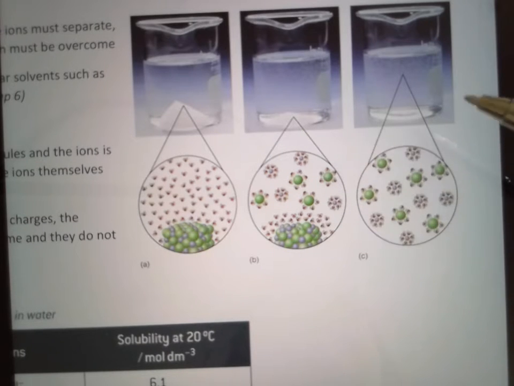If it completely dissolves, like what you've got here, you'll see all of the ions have been completely surrounded by water molecules, and those water molecules have separated the ions from each other. So you end up with all of the ions totally separate, surrounded by water molecules. Because those ions have all been separated, they're behaving as if they were a liquid.